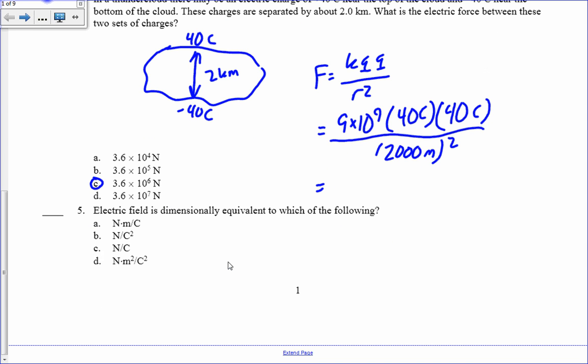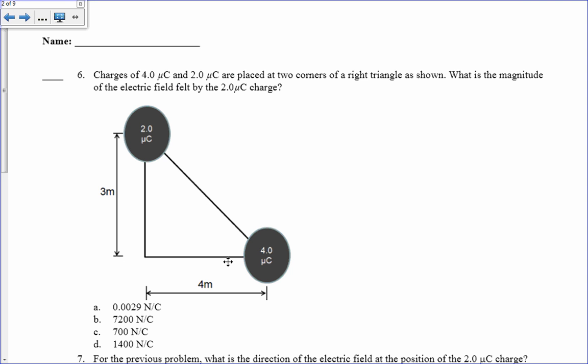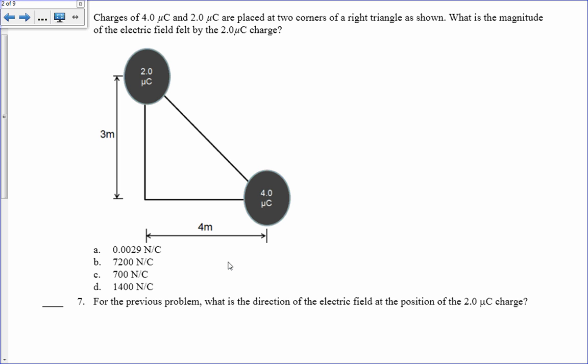Electric field is dimensionally equivalent to which of the following? The units are newtons per coulomb. So number 5 is C. Charges are placed at the corners of this right triangle. What is the magnitude of the electric field felt by the 2 microcoulomb charge?